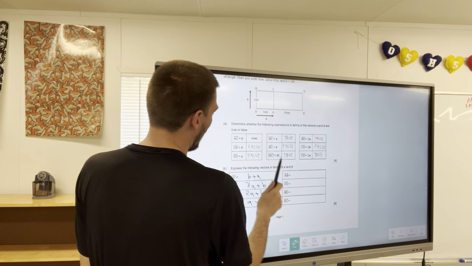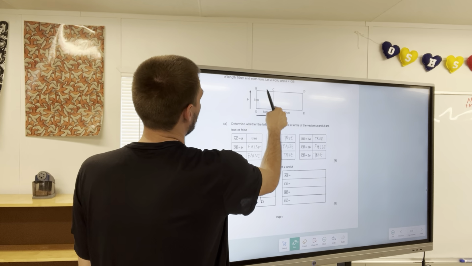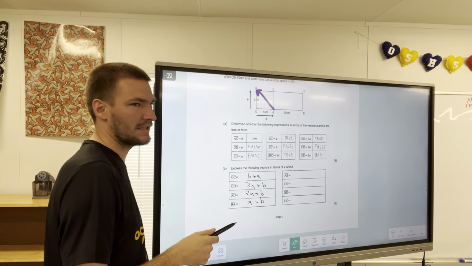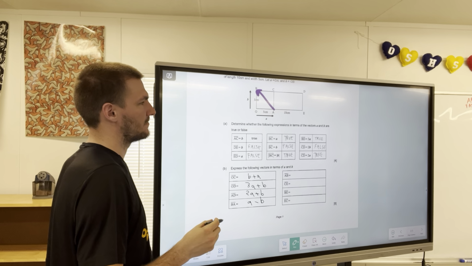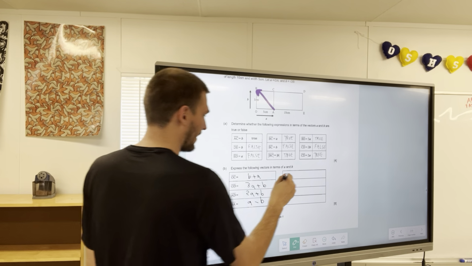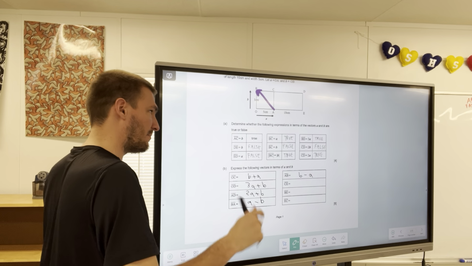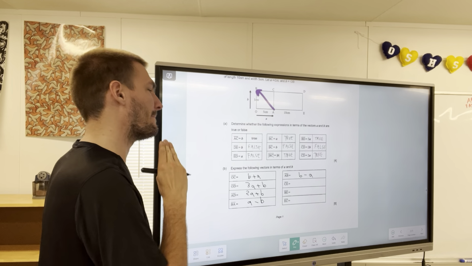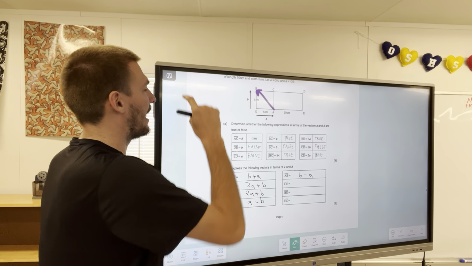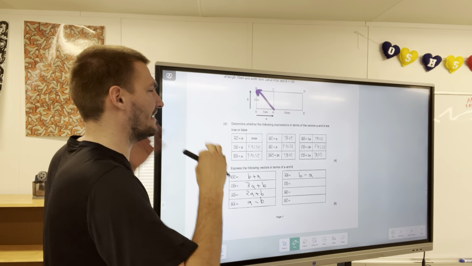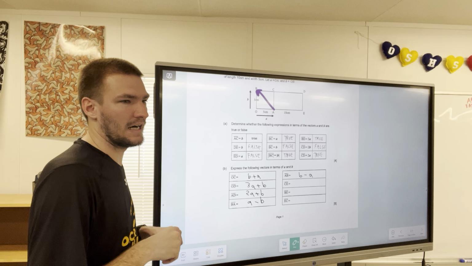How can we get from A to B? Who's got the answer for that one? B minus A. Very good. Up, which is a regular B, and left, which is a minus A. How do we get from C to E? Again, this is all very repetitive.